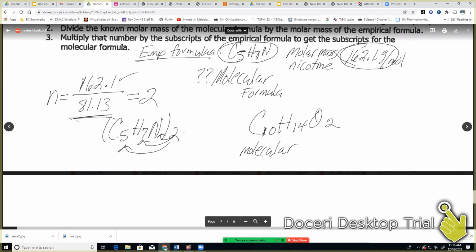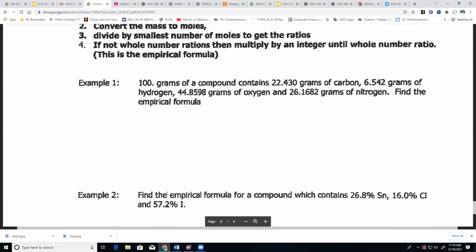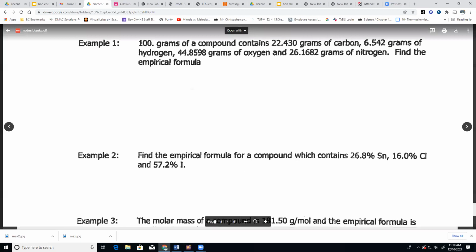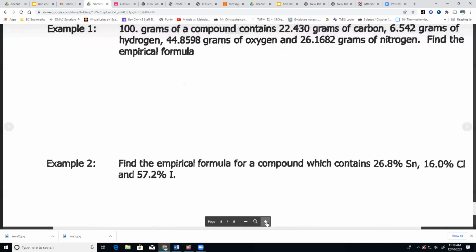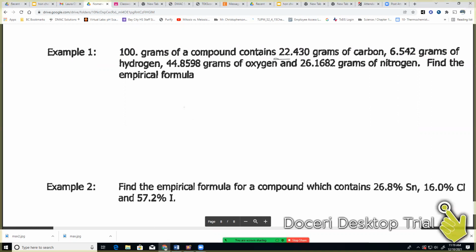All right. Let's flip over and we'll just look at a couple more. Let's just look at example number 1. This one we're trying to find the empirical, and it says that we have carbon, hydrogen, oxygen, and nitrogen. So a little bit longer than the one that we did in the first page because we now have 4 elements. So I'm going to just kind of get organized.